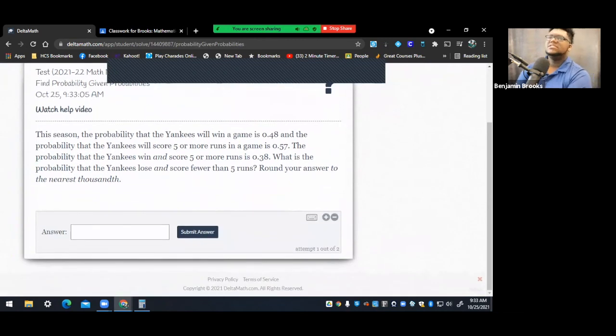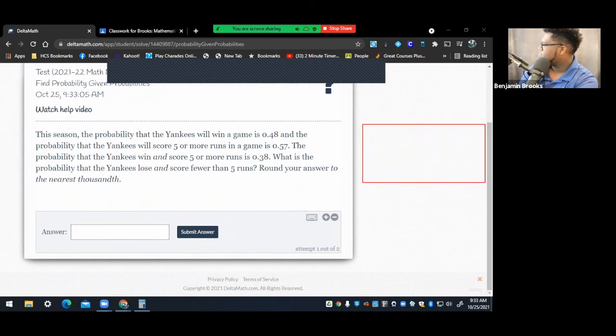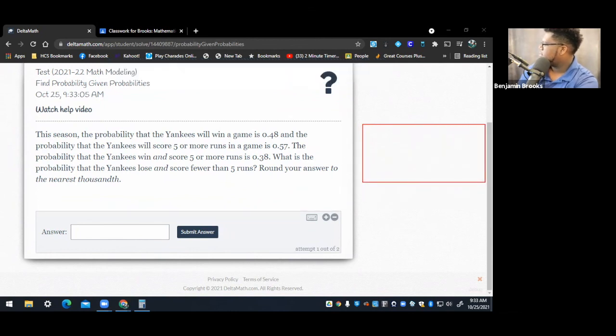All right, this is the last one. So this season, the probability that the Yankees will win a game is 0.48, and the probability that the Yankees will score 5 or more runs in a game is 0.57. All right, so we're really going to want to create a table for this one. Let's see if I can make this a little bit nicer looking this time. Actually cut it in somewhat of thirds. Here's hoping.